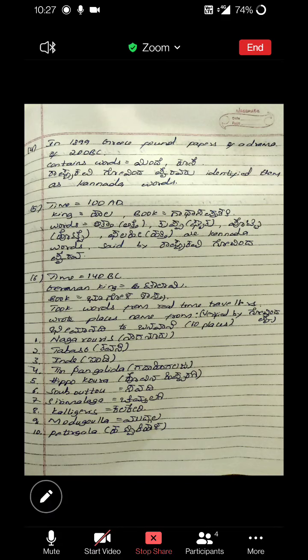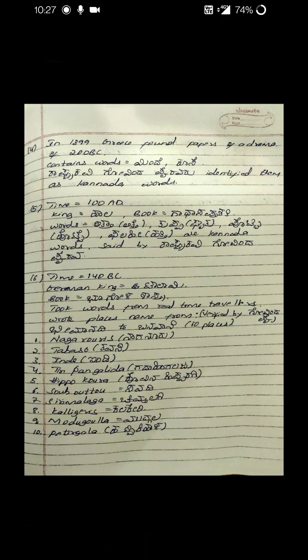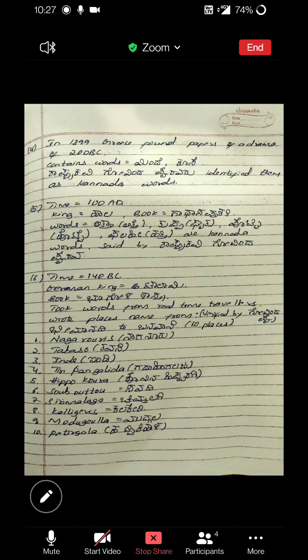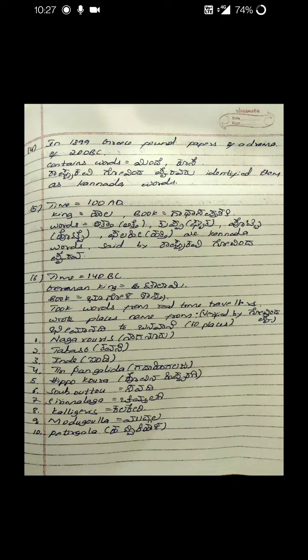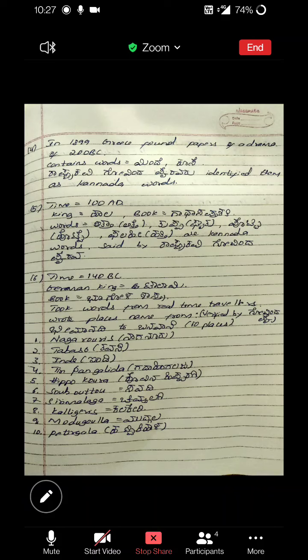In 1899, in Greece, papers of a drama of 200 BC were found. Ancient papers of a drama were found, and the papers were 200 BC old. In that, the words Minde and Kuse were written. According to Rashtrakavi Govinda Pai, he identified those words as Kannada words.